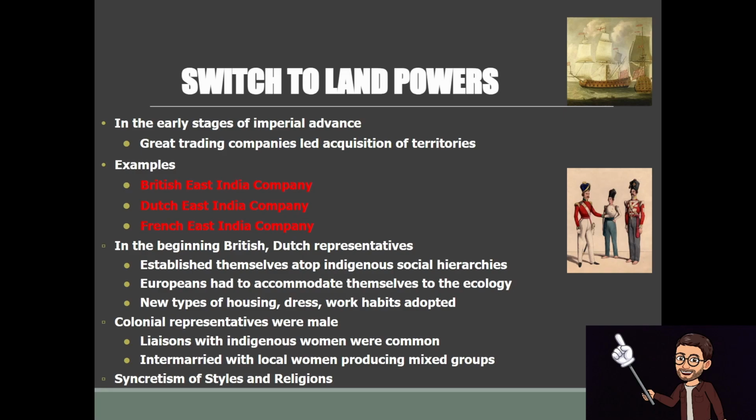Now, most colonial representatives, or all colonial representatives, were male, and liaisons with indigenous women were common. Right, this leads to a blending of cultures and mixed groups, which are kind of not liked by either the indigenous population or the European population. And again, as it says, it leads to more syncretism of styles and religions.